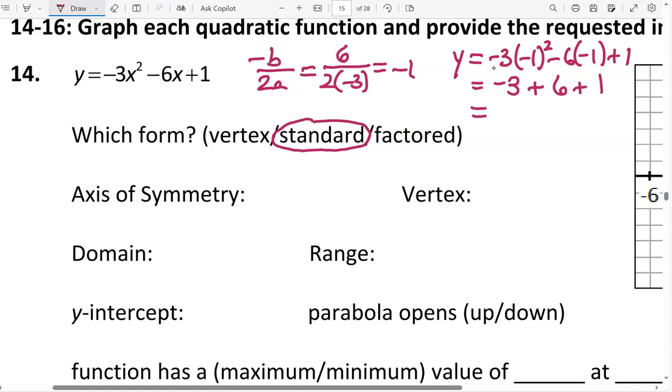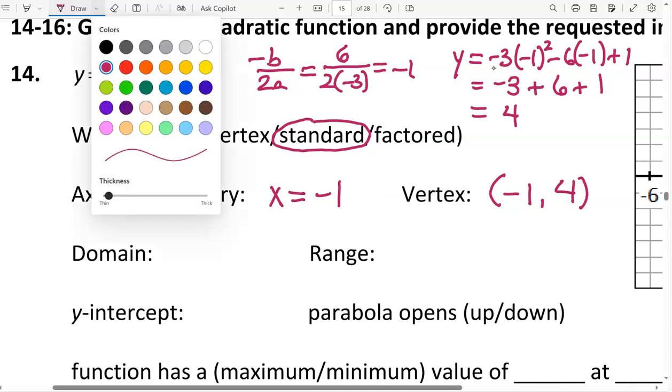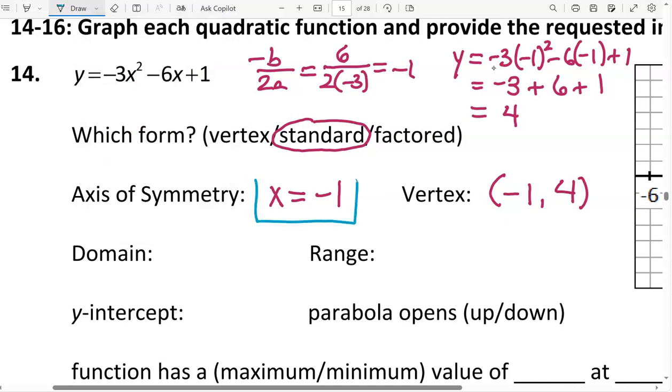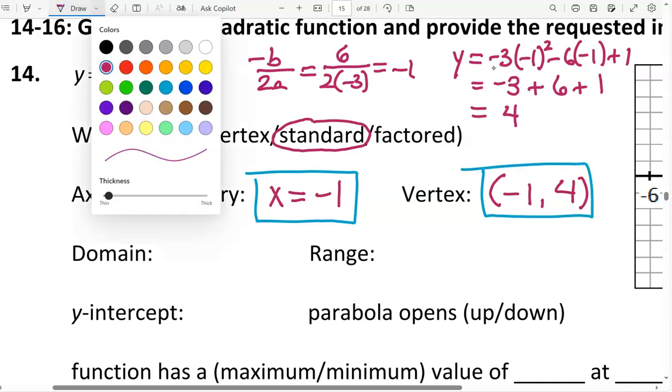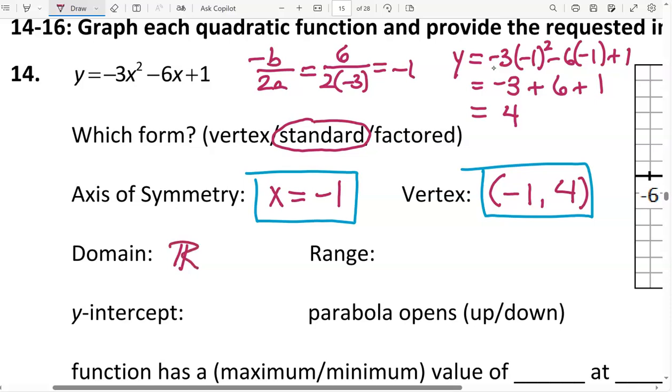Finishing the rest of the arithmetic here, we have negative 3 plus 6, which is 3, plus 1 is 4. So that gives us a vertex with an x value of negative 1 and a y value of 4. The axis of symmetry has an equation, x equals negative 1. Remember, it's not just the number, it is the equation of that line, so that has to have a variable in it. The domain for any quadratic function is always all real numbers.